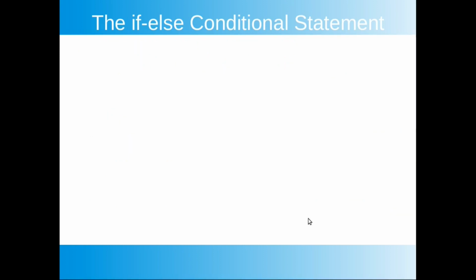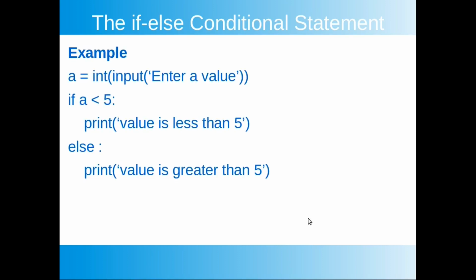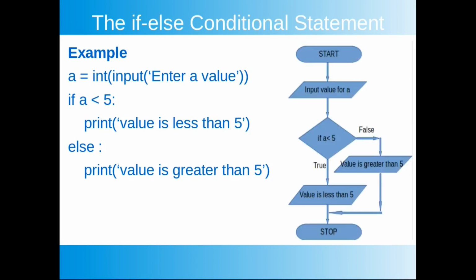So let us try to understand the if else conditional statement through an example. Here we have modified a previous example where we have included the else block, and inside the else block we have written a statement which will print the message that the value is greater than 5 if the value entered is greater than 5. So let us see the different outcomes of the program with the help of a flowchart.